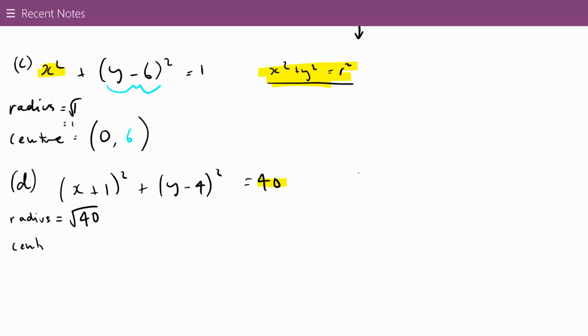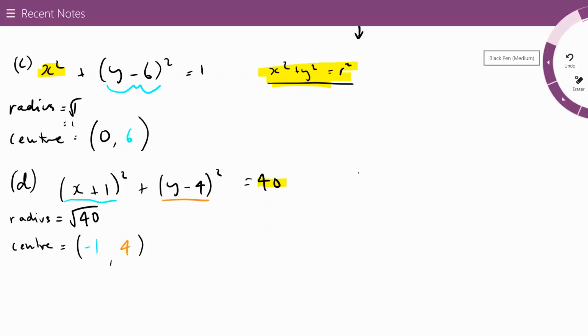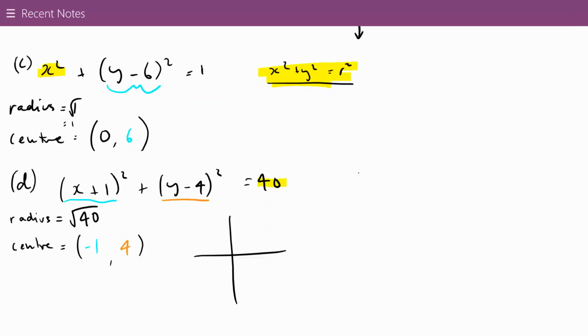Let's have a look at the center. So this part here, what plus 1 gives me 0? I know, minus 1 plus 1 gives me 0. What minus 4 gives me 0? 4 minus 4 gives me 0. So, where's the coordinate point? Minus 1 is about there. 4, 1, 2, 3, 4. Again, just a quick sketch. So this is the center here, because that is the coordinate point minus 1, 4. And it's going all the way around with a radius of root 40.